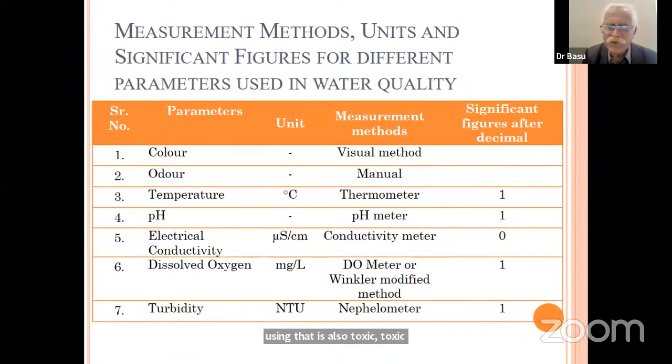So I have told you, color you can show visually. Odor you can check manually, that means you have to get the smell. Temperature by thermometer, pH meter, conductivity meter for electrical conductivity, DO meter, and turbidity. Turbidity is another parameter which measures how much suspended solid is there in the water. If you take too much suspended solids in the water, it will slowly enter the tract and find its way to the lungs and other places. So that's why suspended solid has to be removed. That is measured by nephelometer.